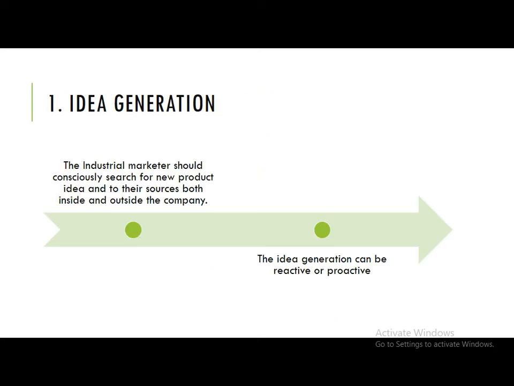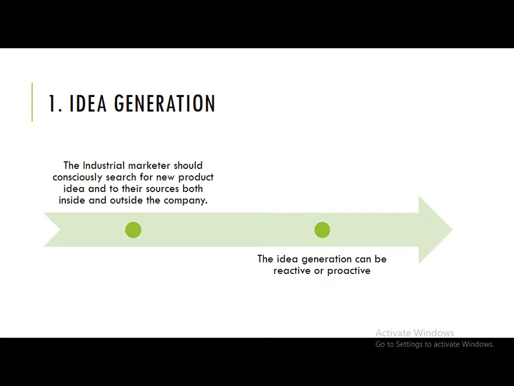First, we'll talk about idea generation. The industrial marketer should consciously search for new product ideas and their sources, both inside and outside the company. The idea generation can be reactive or proactive. Internally, the new product ideas may come from the sales staff that is close to customers, or maybe from research and development experts, from top management, and so on. External sources of ideas include channel members such as distributors or customers.